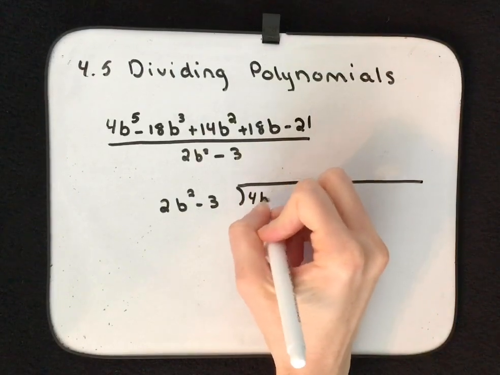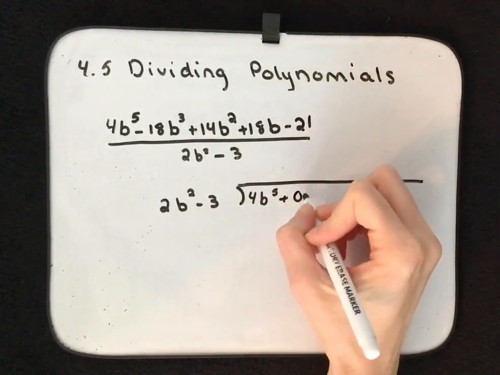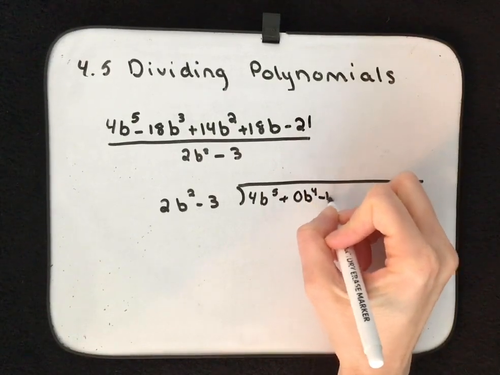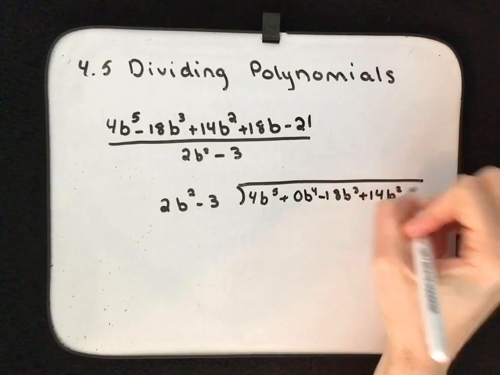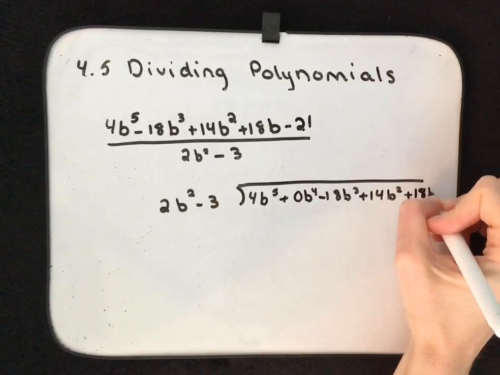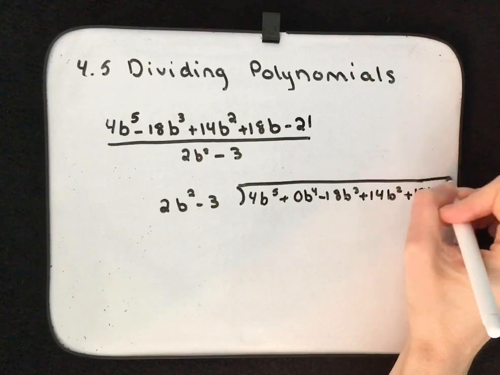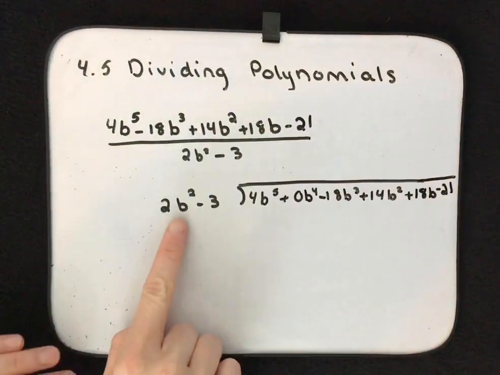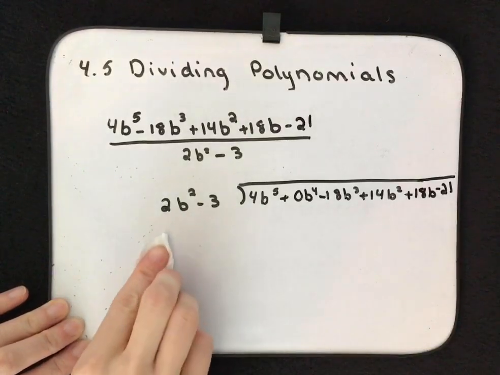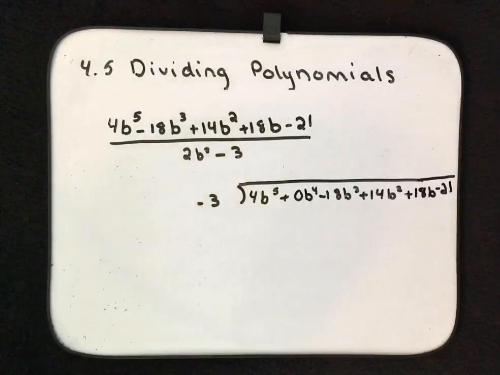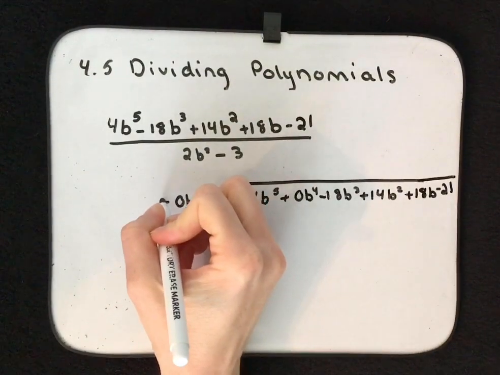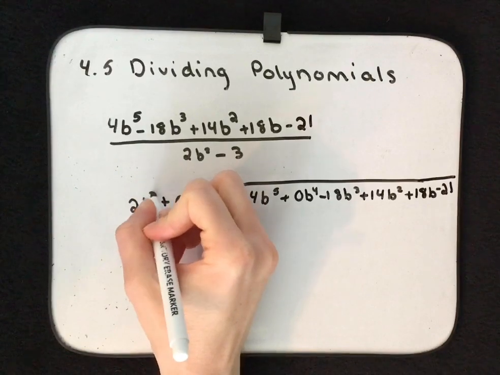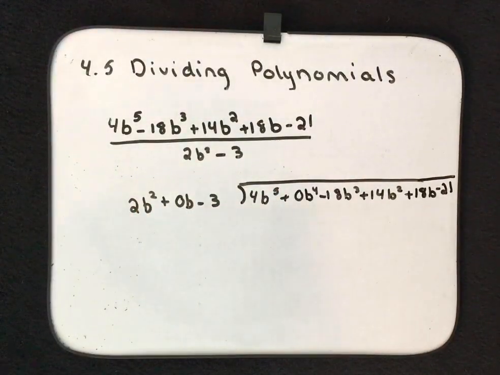So we have 4b to the fifth plus 0b to the fourth minus 18b to the third plus 14b to the second plus 18b minus 21. Now we also need to check this part right here. We have b to the second, but we have no b piece, so we need to add that in. So that would be 0b. And then we have our 2b to the second. So we had some extra terms that we needed to add in this time. And now we can start our division.